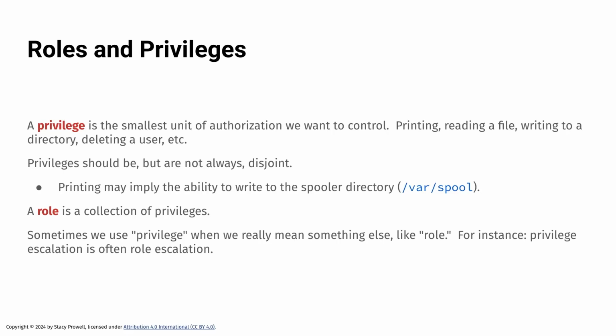Privileges should be, but are not always, disjoint. And what I mean by that is, suppose the privilege is you can print a file. Well, I got to be able to read the file. That implies I can read the file. It implies I can write to the spooler directory. It implies that I can execute stuff. There's a whole lot of implications to saying you can print. Okay? And so that may imply many others.